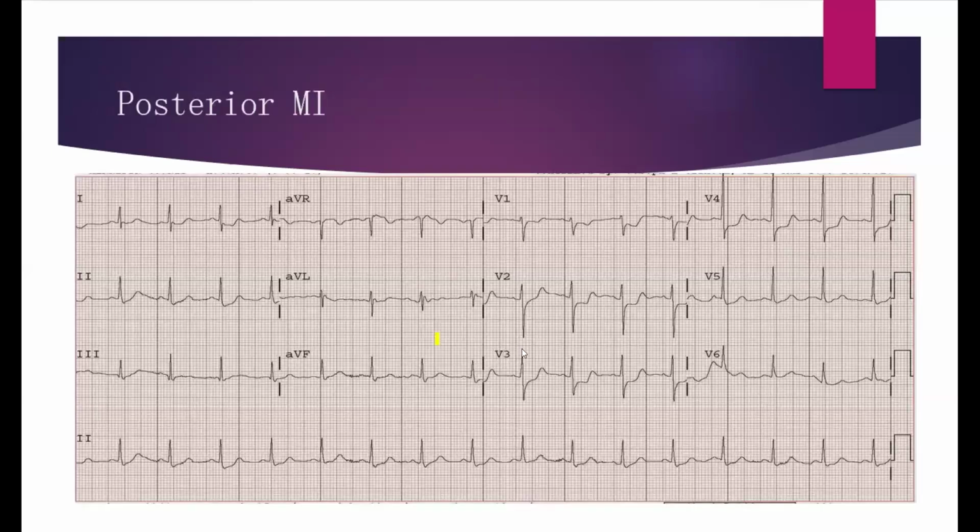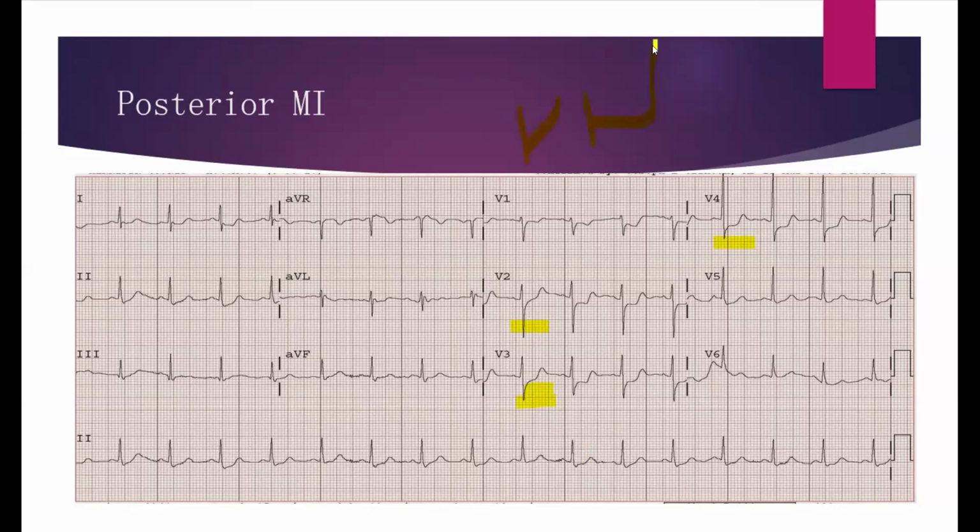So what about posterior MI? In patients with posterior MI, you have depression in the anterior leads, especially V2, V3, and V4. And the depression generally is horizontal as opposed to upsloping. It can have upsloping, but generally you have horizontal depression.